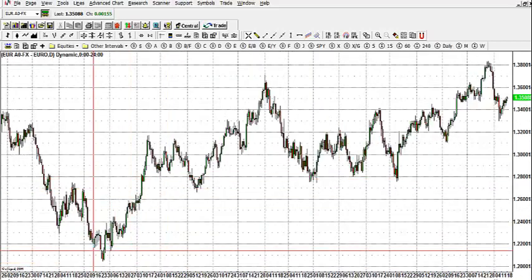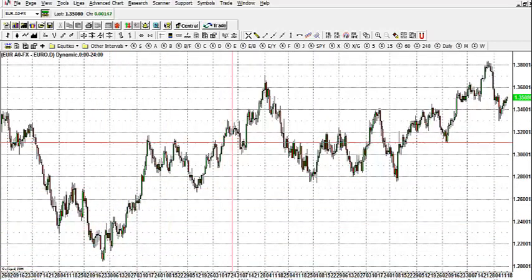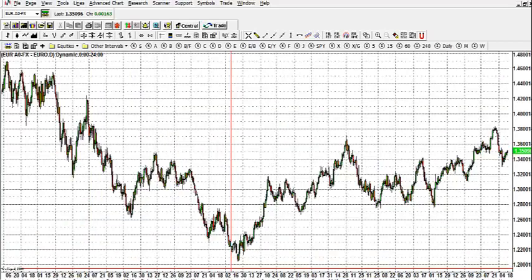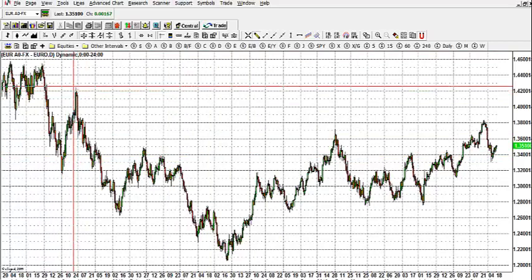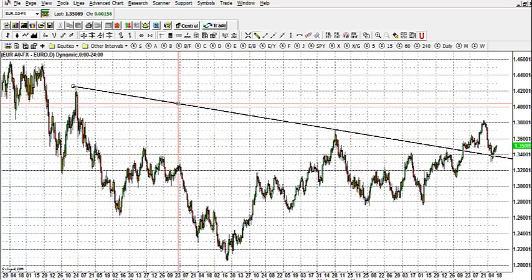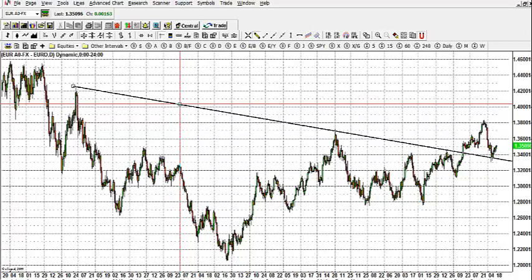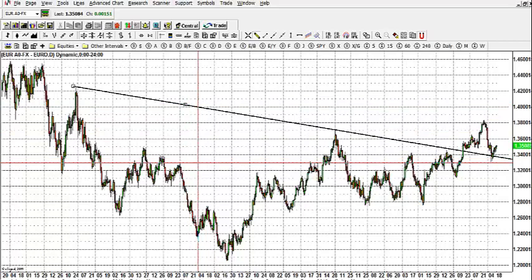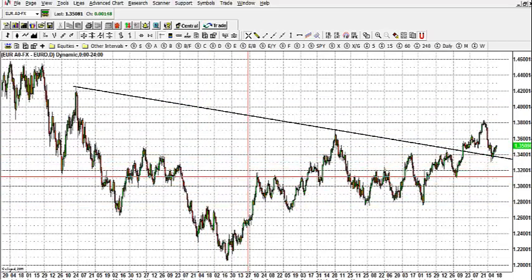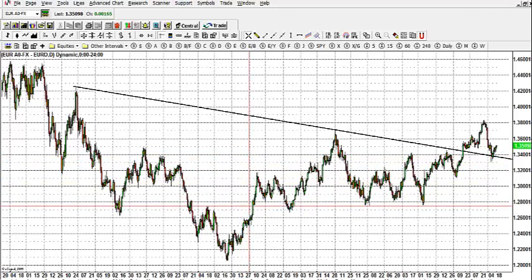Okay, taking a look at the Euro US dollar, let me just recap and draw an important trend line that the currency pair broke a few weeks ago. You see this downsloping trend line. The market traded above this trend line here, broke it here.